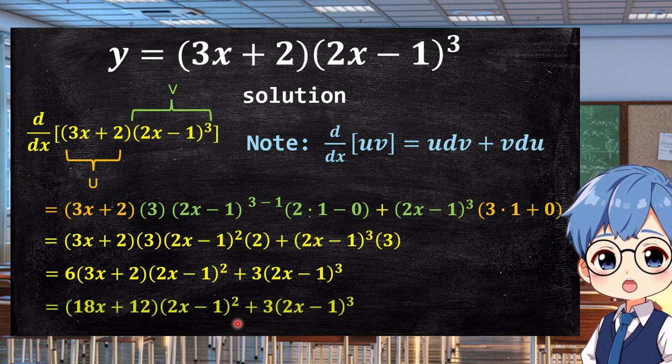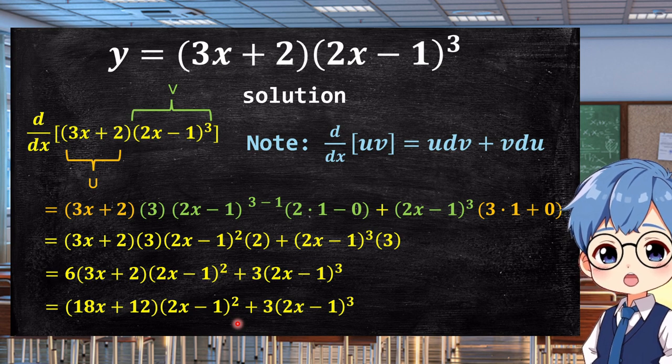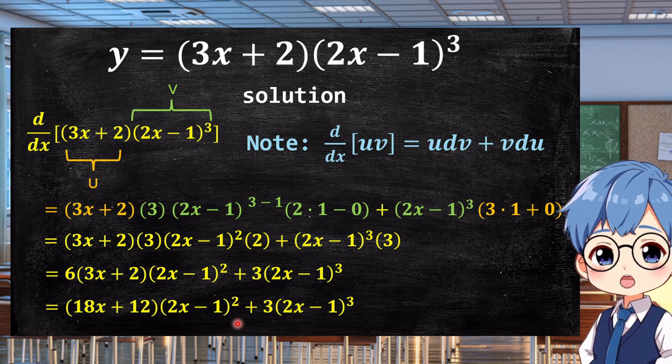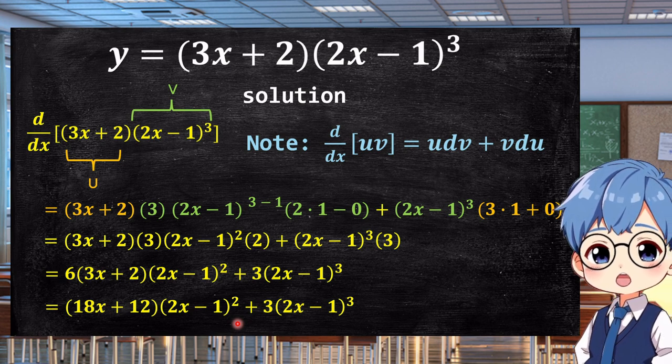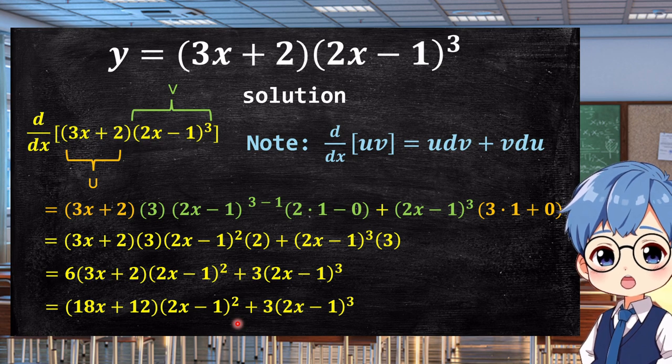So we will have 18x plus 12 quantity times the quantity of 2x minus 1 squared plus 3 times the quantity of 2x minus 1 cubed. So we don't need to expand. So this is now the final answer.